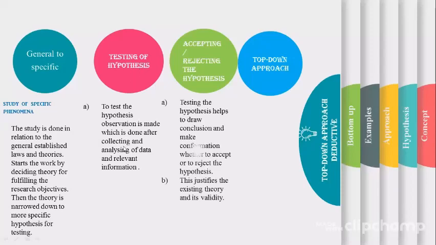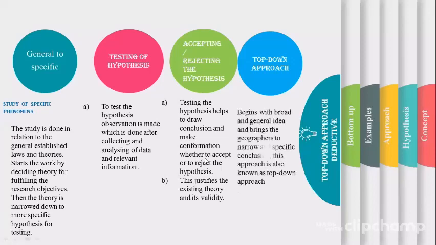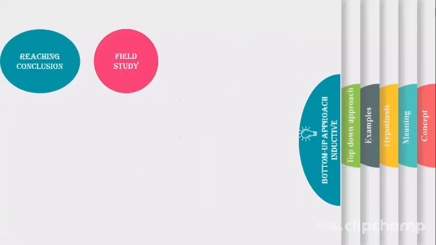How is it done? By collecting and analyzing the various data. Once testing of the hypothesis is done, the conclusion is drawn, whether to confirm or to reject the hypothesis. So this is called the top-down approach. It begins with general ideas and comes to the conclusion in the end, wherein the idea is either rejected or accepted.